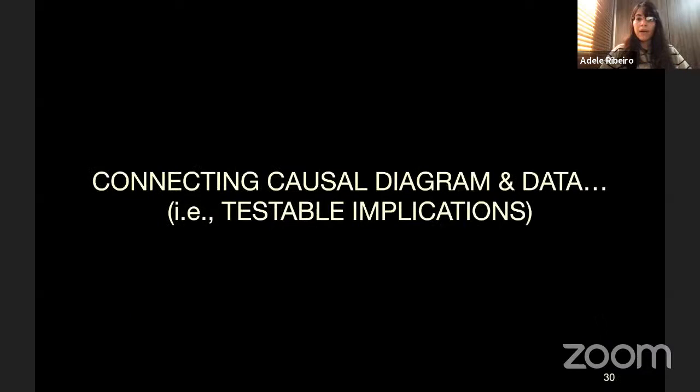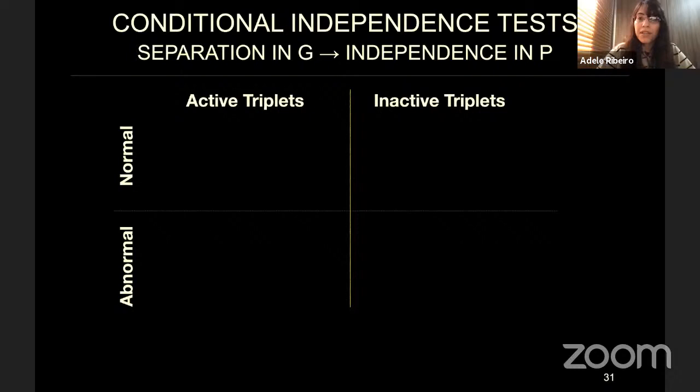And when we have the causal diagram, we have some testable implications. So from the data, how can we say that the causal diagram is actually compatible with the data that we have observed? One thing that we can read off these causal diagrams is our conditional independences. So if you have a conditional independence test, every d-separation in the graph implies some independence in the probability distribution P.